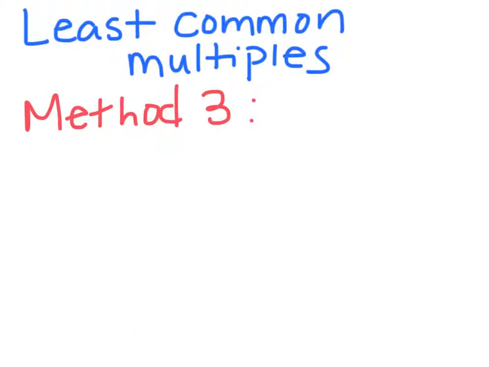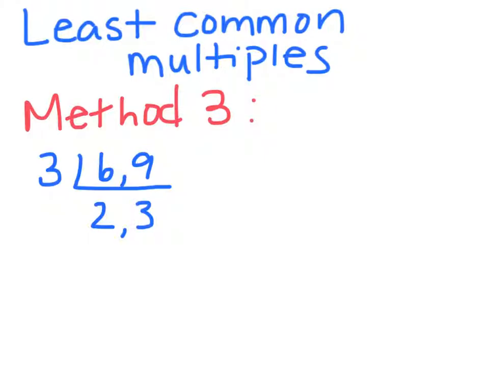Method 3 calculates the least common multiple by once again using prime factors. Method 3 uses that bookshelf method that I like so much to help us determine the least common multiple. So what is our least common prime factor of 6 and 9? It's 3. 3 goes into 6 twice, 3 goes into 9 3 times, and 2 and 3 don't share any factors other than 1, so we're done here.